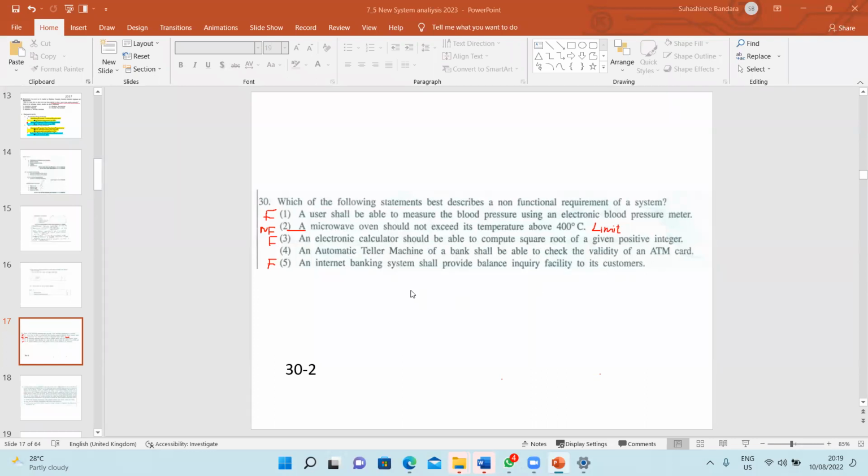It is a functional requirement. So comparing all these, mainly we can say the non-functional requirement is: a microwave oven should not exceed the temperature 400. That's a limitation. The fourth one, sometimes they may take it as non-functional. Comparing to all the other answers, the most suitable one is the second one. Copy down the question.